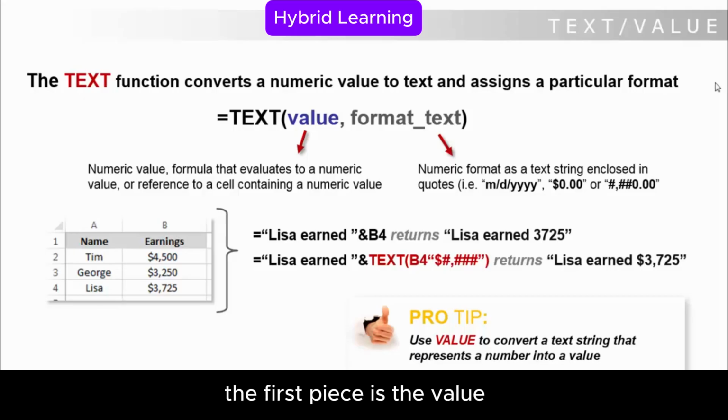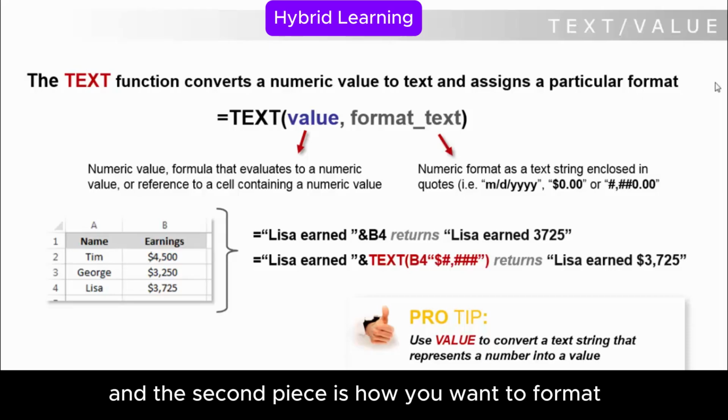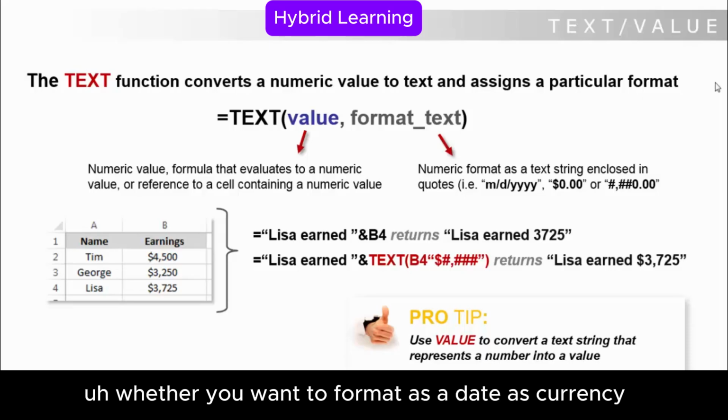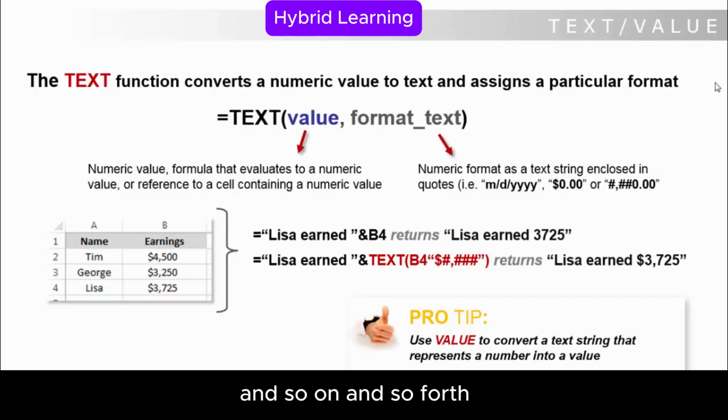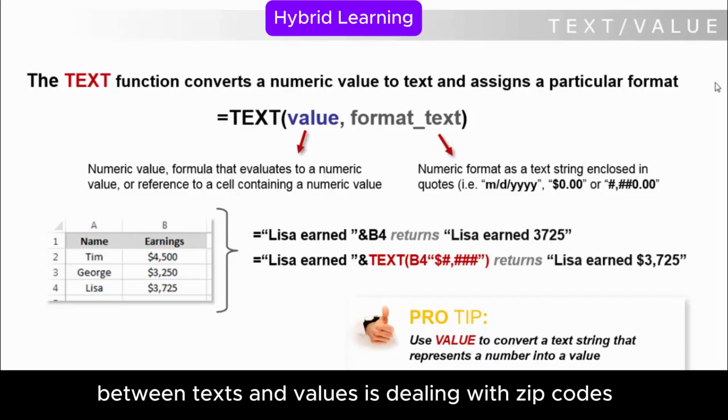The first piece is the value. This could be a number, a formula that evaluates to a number, or a reference to a cell containing a number. And the second piece is how you want to format your text. Whether you want to format as a date, as currency, certain number of decimal points or digits, and so on and so forth.